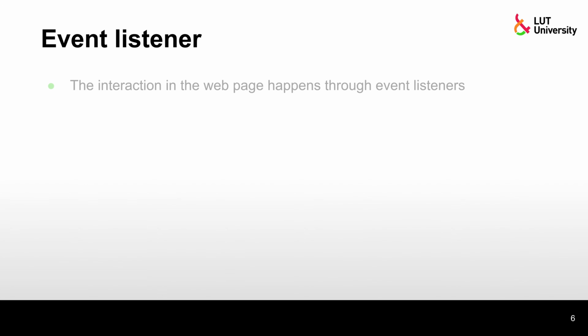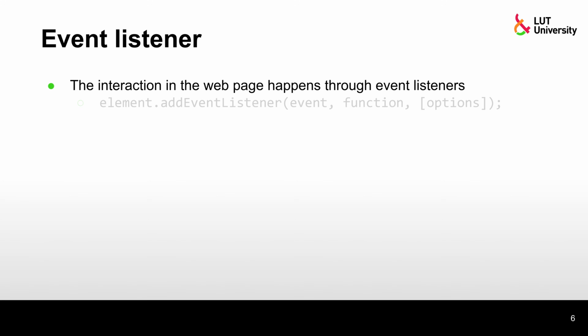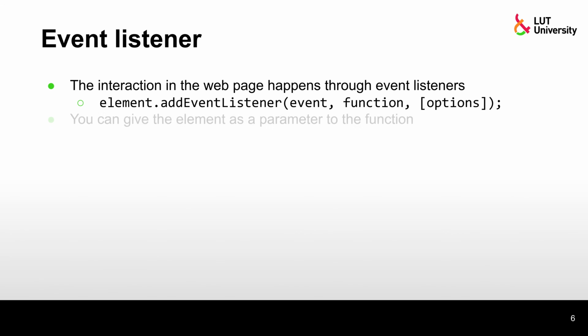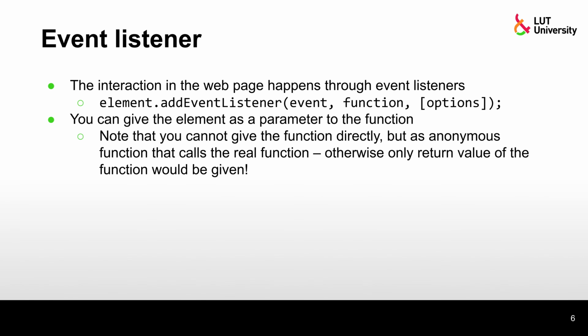What else? Event listeners. What we already learned is that the interaction in the web page happens mostly through event listeners. So we can add some kind of an event listener to some element. So there is an event and there is a function call and there can be some options not relevant to this course. So event, for example, click or double click, and then a function that we are calling. So you can give the element itself as a parameter to the function, but note that you cannot give the function directly, but as an anonymous function that calls the real function. Otherwise, only the return value of the function would be given.